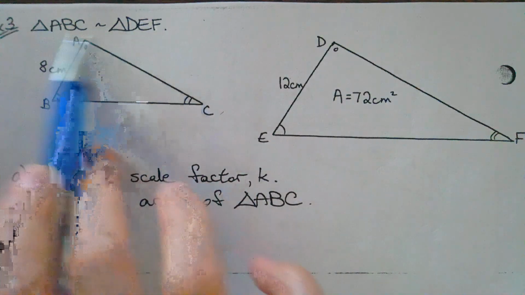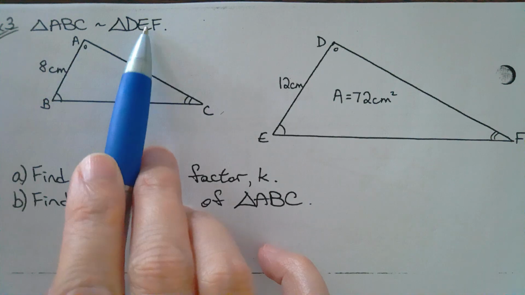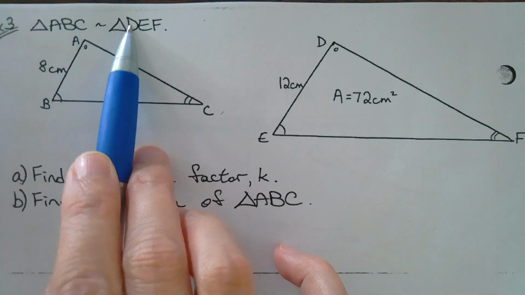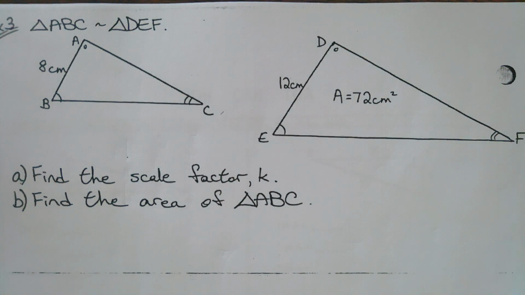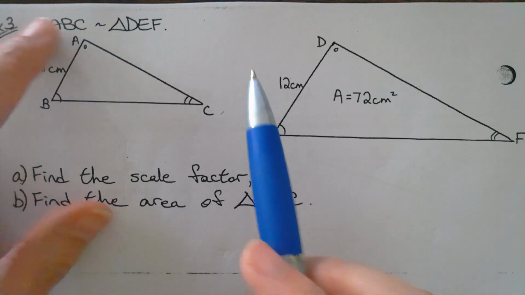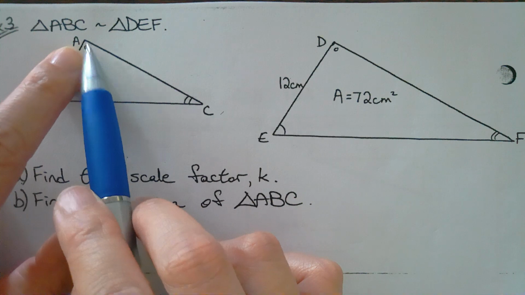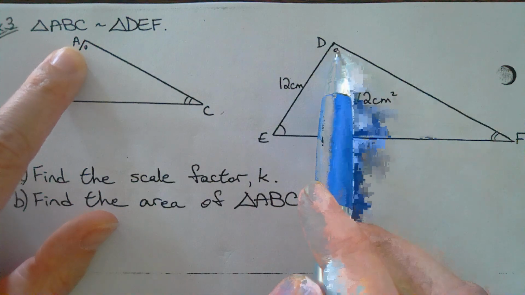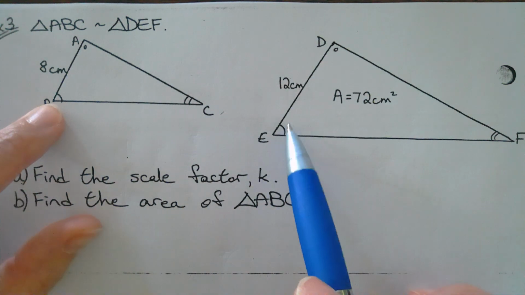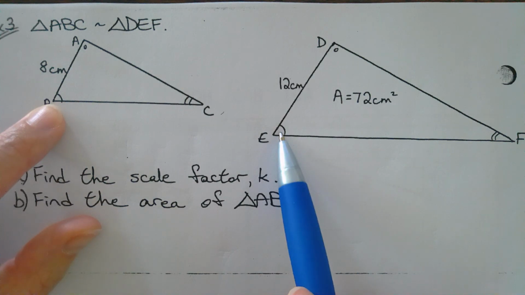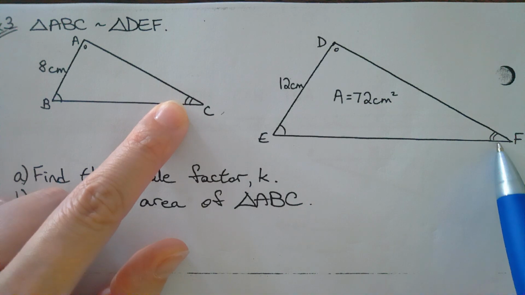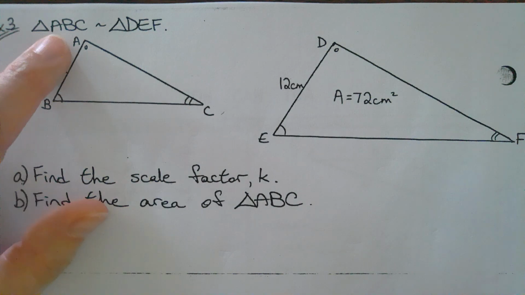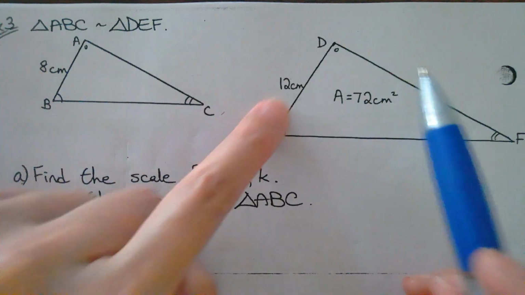So when you write it like this, what you're saying is angle B is the same as angle E, angle A is the same as angle D. So in this case, order does matter. Good. So that's what Tatum is saying. Angle A, I'm comparing it with angle D. Angle B, I'm comparing it with angle E. And angle C, I'm comparing it with angle F. Similarly with the sides, length AB, length DE.